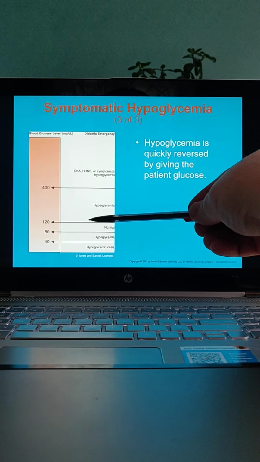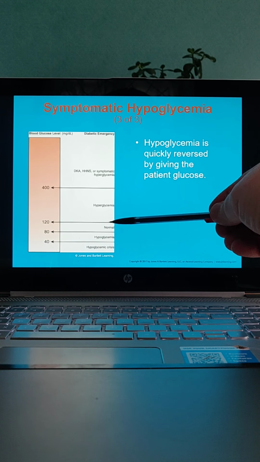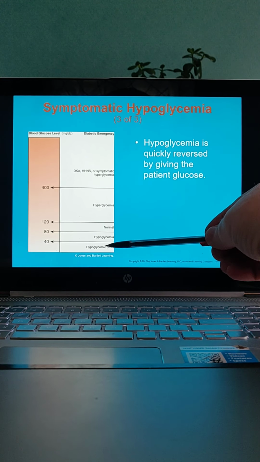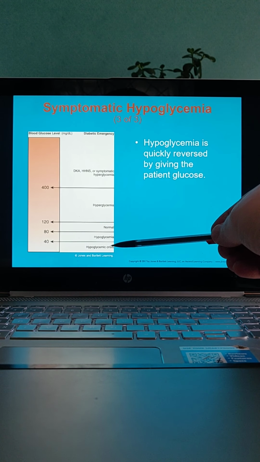You've got 100 to 80. This is normal. Anything below 80 is hypoglycemic, and anything under 40 is a hypoglycemic crisis.